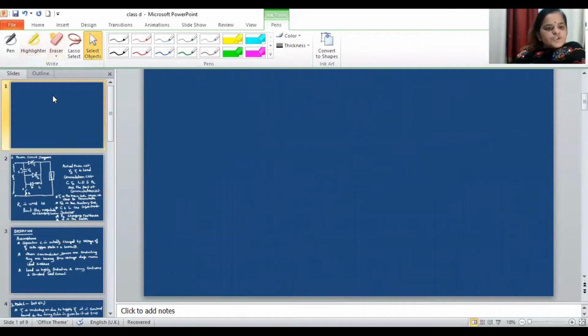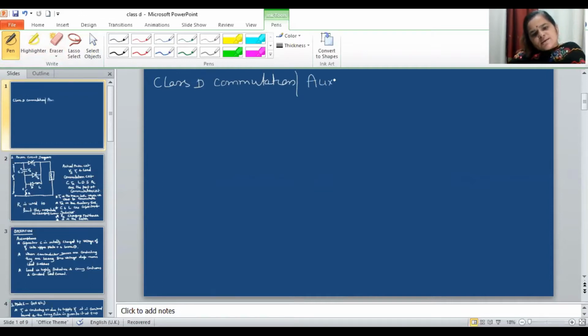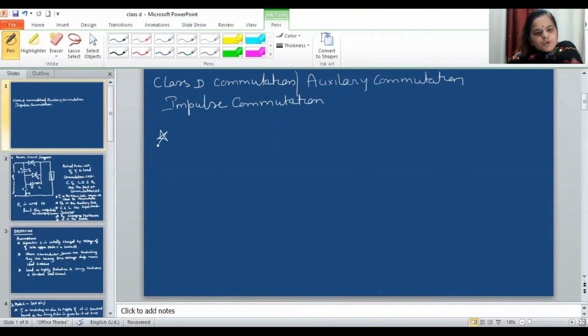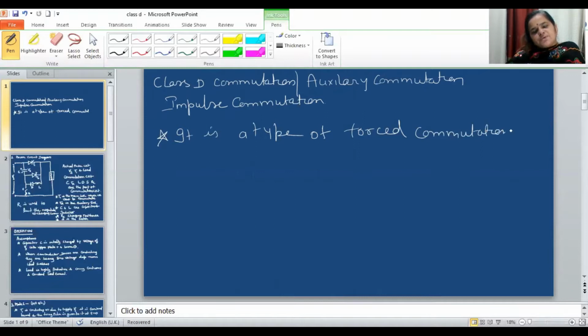So now let us talk about class D commutation. It is also called auxiliary commutation. I will tell you why it is called auxiliary commutation. It is also called impulse commutation. The very important thing about it is that it is a type of forced commutation technique. That means when the connected supply to the SCR is DC, then this technique can be applied. The second thing is, in forced commutation, it is a voltage commutation technique.